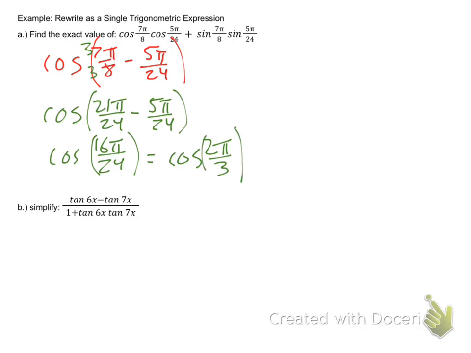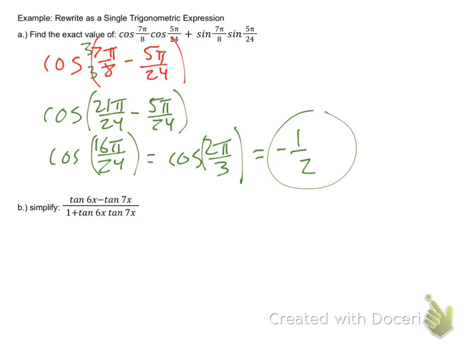Wait a minute, is 2 pi over 3 on my unit circle? So if I go to 2/3 pi and look at the cosine value, it tells me it is negative 1/2. Done. It's pattern recognition. You need to realize one way and the other way.